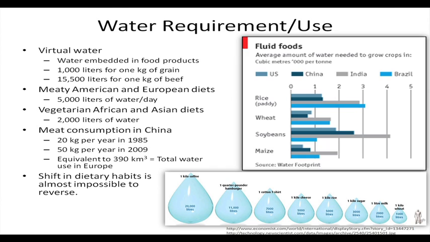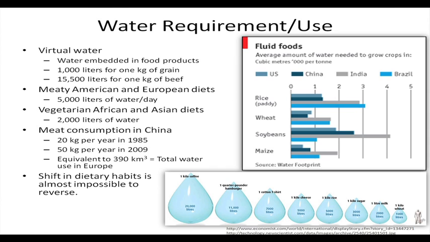So meat consumption in China has gone up 2.5 times from 1985 to 2009. So over the course of 24 years, it has become 2.5 times. Earlier it used to be 20 kg per year per person. Now it is 50 kg per year per person.